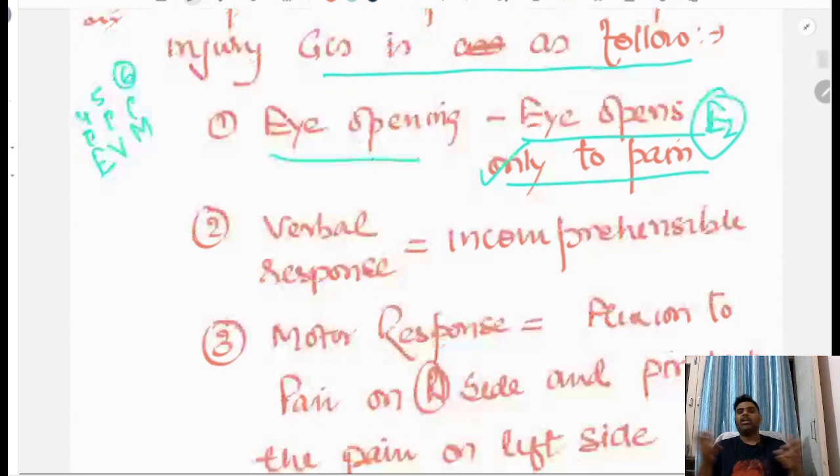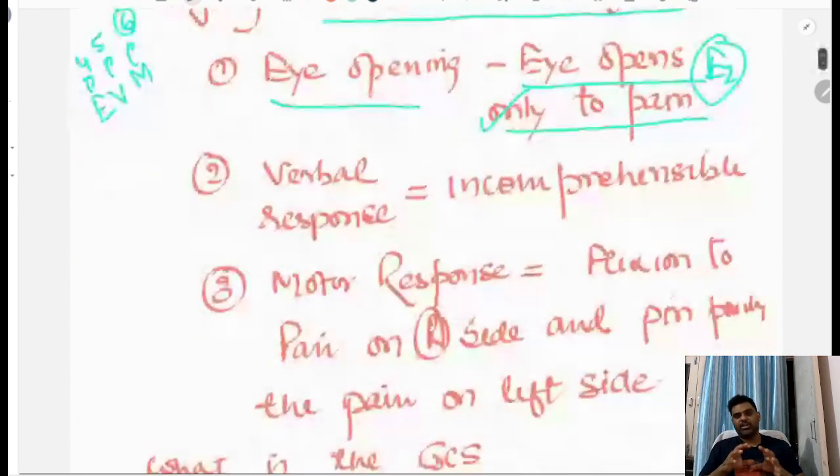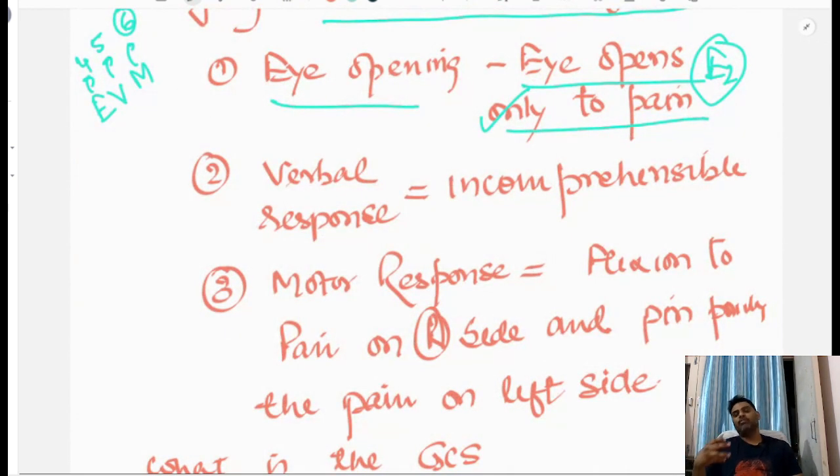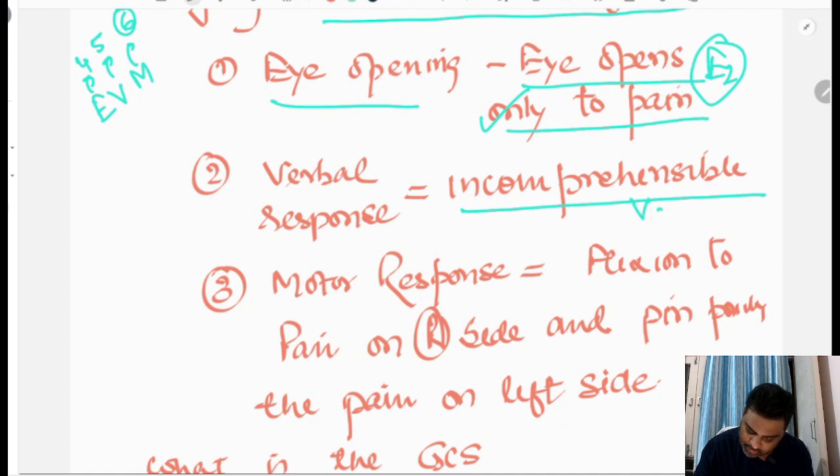Now verbal. In verbal, V5 means that patient is talking normally. In V4, the patient is confused. In V3, patient is saying inappropriate words. And in V2, patient is saying incomprehensible things. And in V1, patient is not saying anything. So this is incomprehensible. That means it is V2.